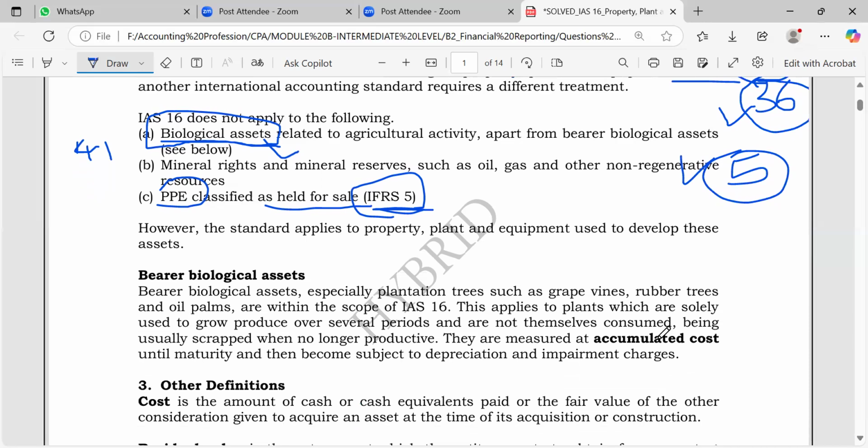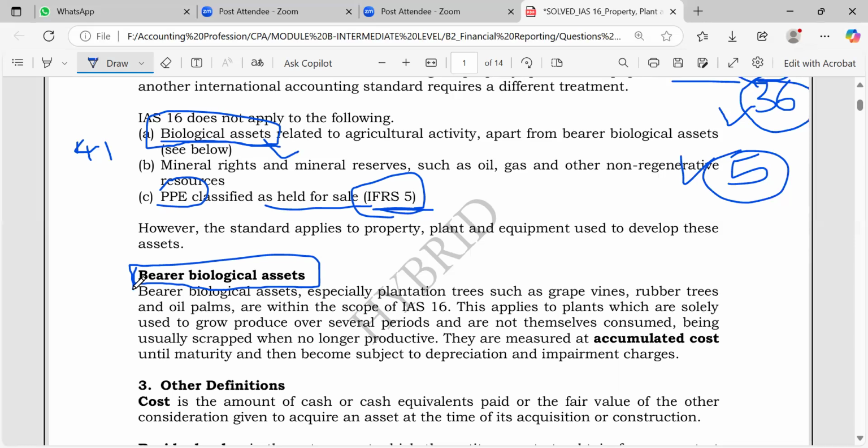As I told you, IAS 16 won't apply to biological assets. We are yet to start the actual implementation of the standard. So we are just doing the introduction. They speak of something called bearer biological assets. You will see later about biological assets and agricultural produce, as I've told you, and that's IAS 41.